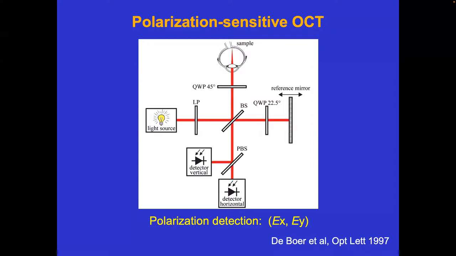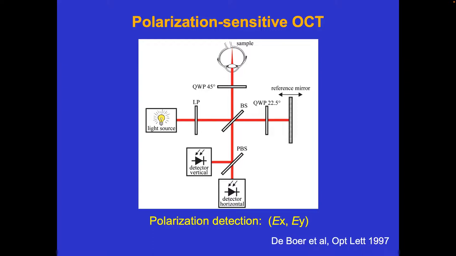So what happens is the incident light here into the sample is circularly polarized. Here it's on a single pass, so it's not fully circularly polarized, but on the double pass through the quarter wave plate, it is circularly polarized. And what's a nice thing about circular polarization? It splits in equal halves into the horizontal and vertical component. So for my reference arm, I get half to the horizontal detector and half to the vertical detector. It's important because the amplitude that I measure is proportional to the field from the reference arm.